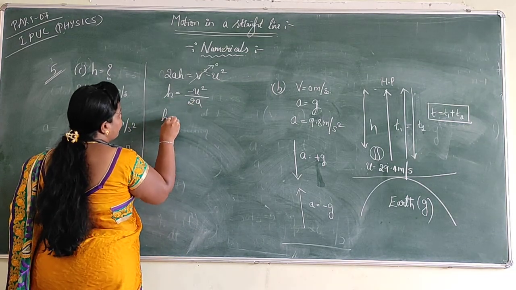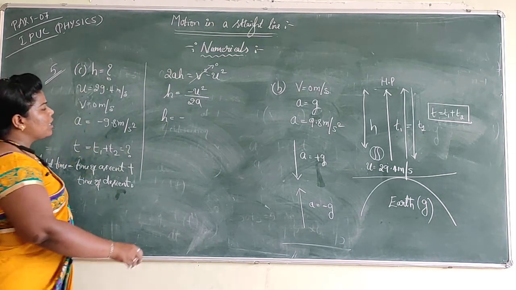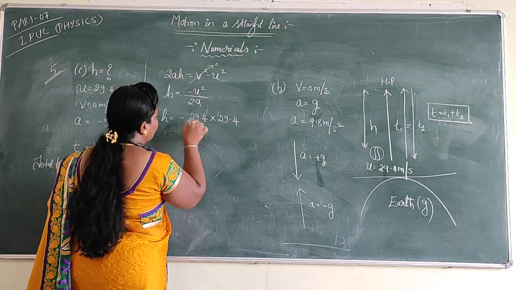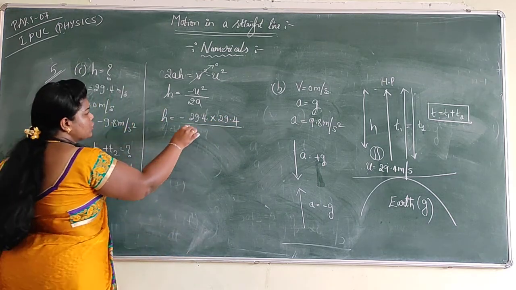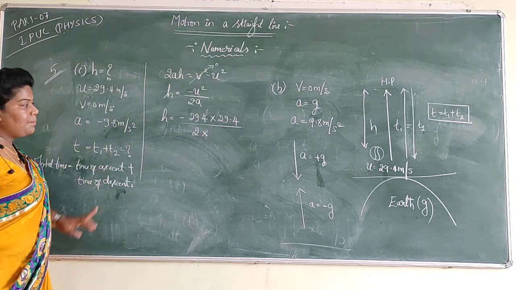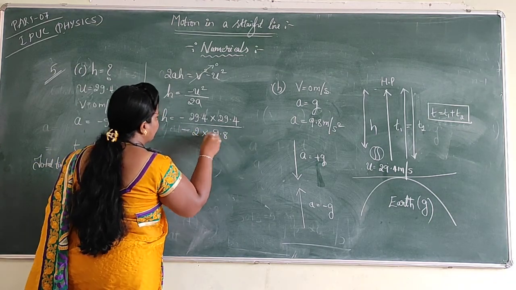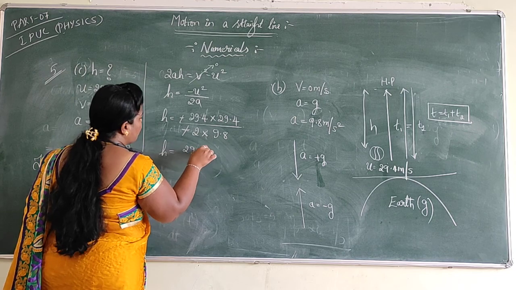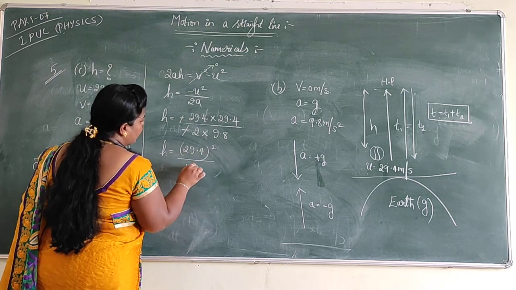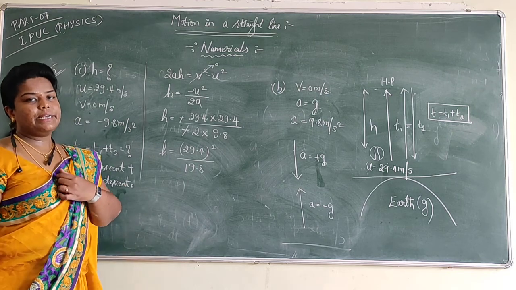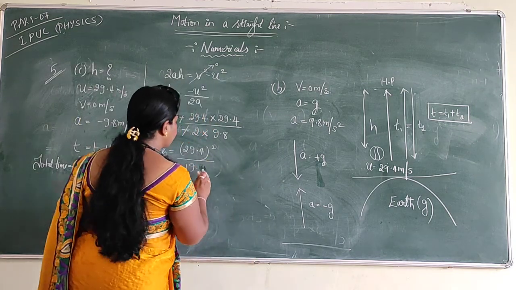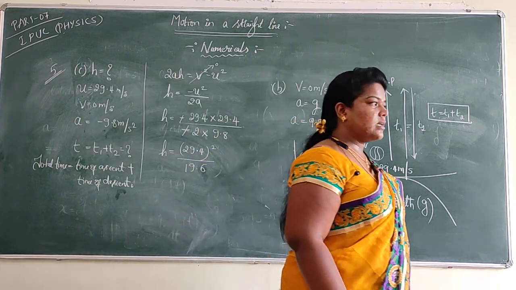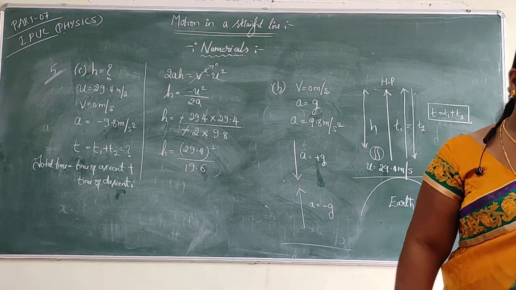Now let us substitute the values. Minus u square. u is 29.4 whole square. It means 29.4 into 29.4 divided by 2a, 2 into minus 9.8. So the minus signs cancel with each other. So h is equal to 29.4 whole square divided by 9.8 into 2, which is 19.6. Now use your calculator to calculate this.